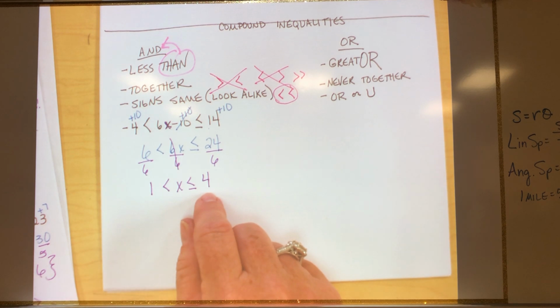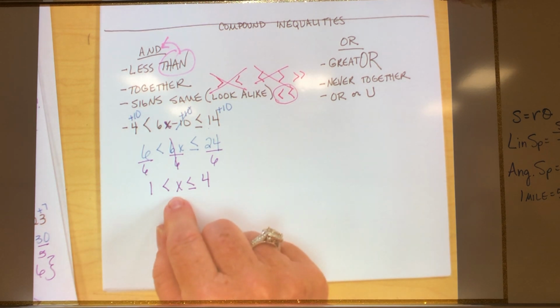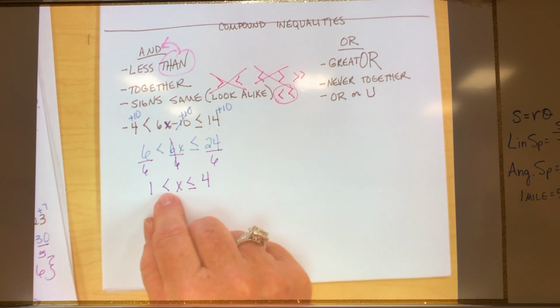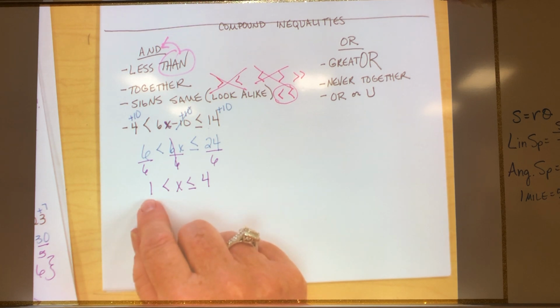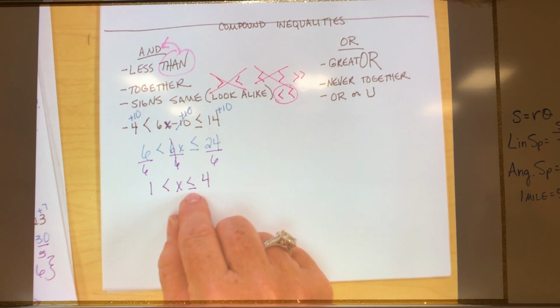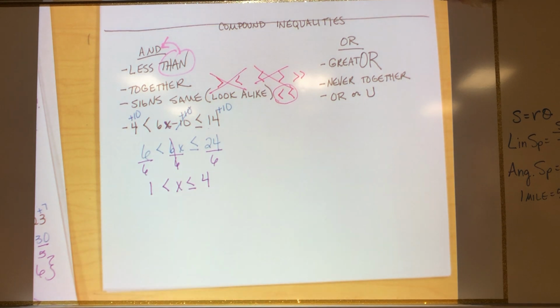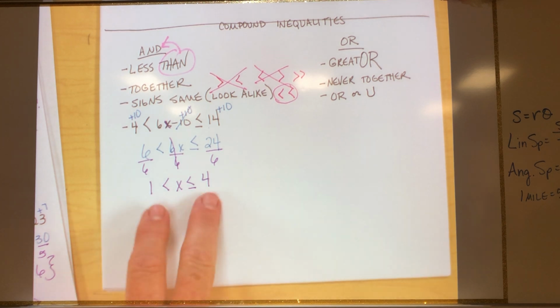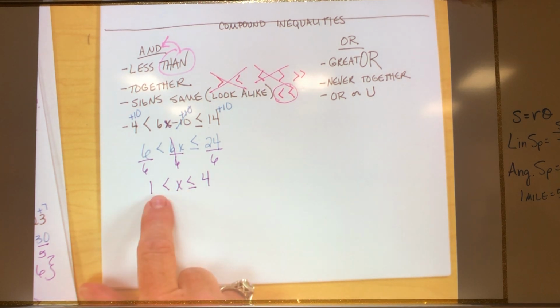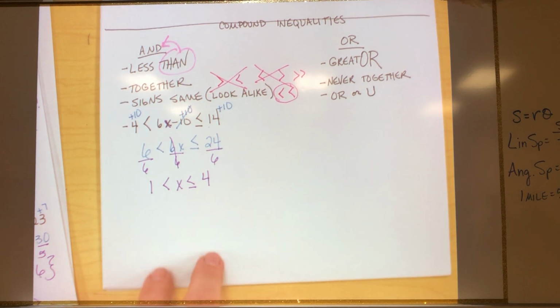Okay, but watch if I say it this way. X is greater than 1 and less than or equal to 4. Now you know that I'm talking about all the numbers between what? 1 and 4. Including 4, but not including 1. Okay? We're going to write some more stuff right there.